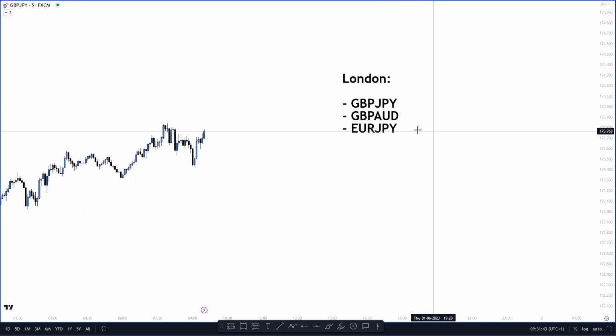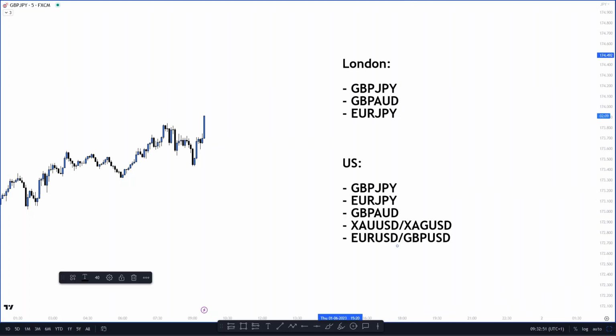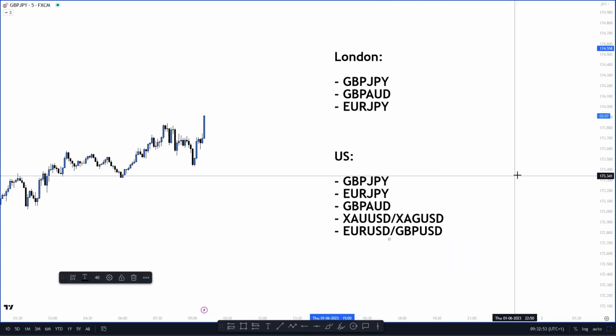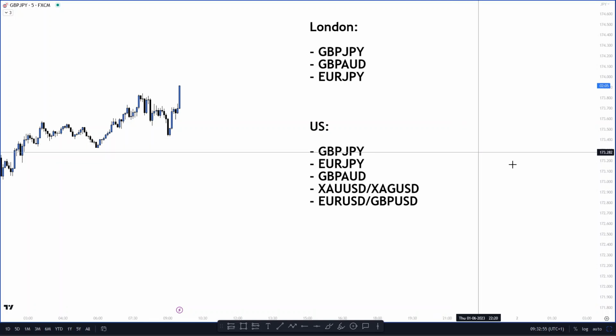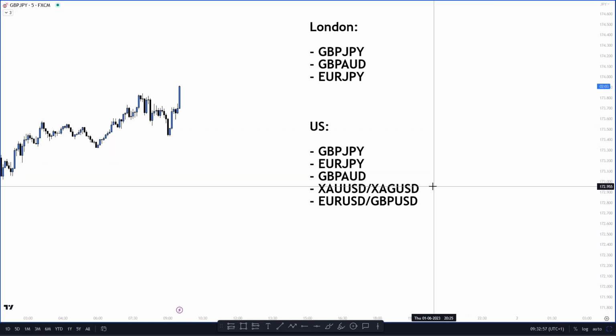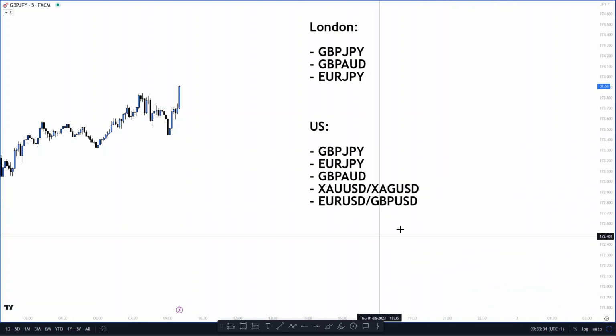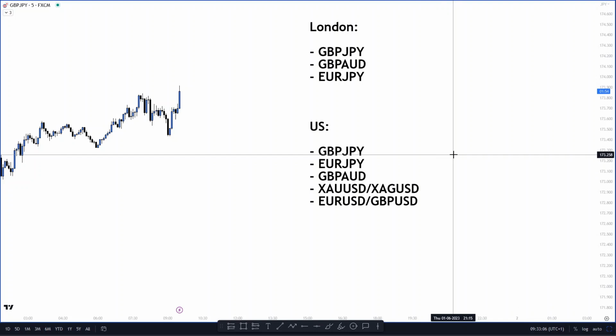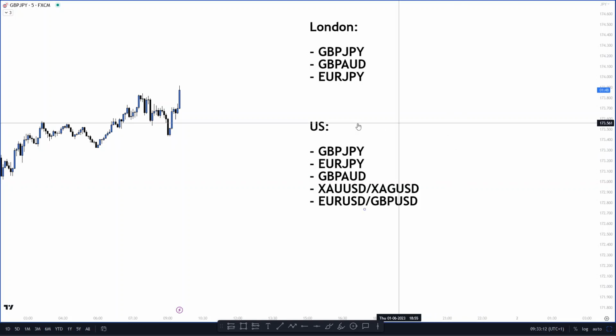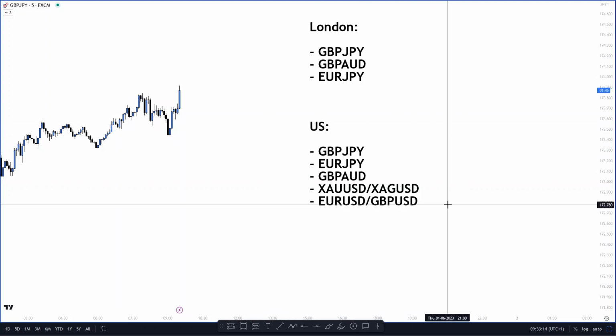But for London, I would recommend taking one of these. And if I chose to trade US, then I would pick between GJ, EJ, GA, gold or silver, and then EU. And remember, you don't want to be picking any more than two. These are just possible options that you could go for. These are my recommendations. Obviously, you can pick anything you want, but just make sure it's no more than two. These are my recommendations if you want a good pair that follows good movements during that session.